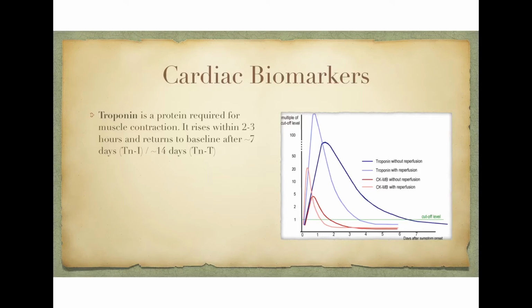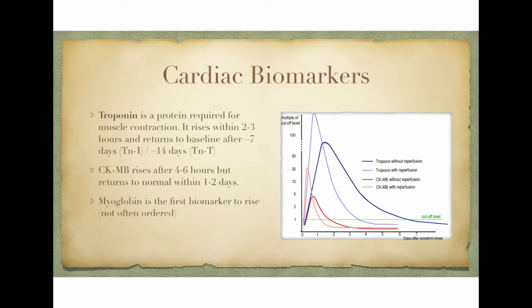And it rises fairly early, within 2 to 3 hours after the MI, and it'll return to baseline depending on whether you're dealing with the isotype troponin I or the isotype troponin T. Troponin I will return to normal in 7 days, and troponin T returns to normal in about 14 days. In addition to troponin, we also have the option of ordering creatinine kinase, myocardial muscle bone enzyme. This rises a little bit after the troponin, 4 to 6 hours, and it'll also return back to normal earlier, about 1 to 2 days.